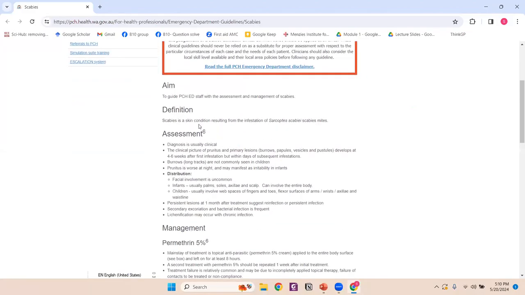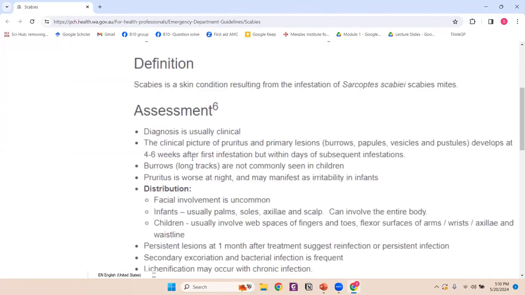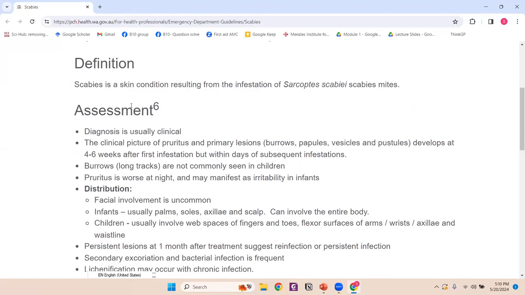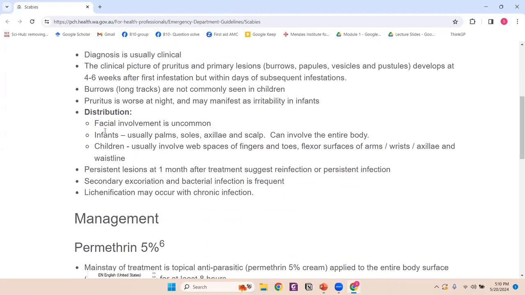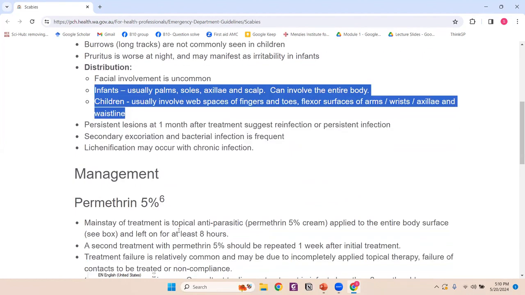Okay, now this is your reference. Let me zoom it. So your diagnosis is usually a clinical diagnosis. You can see the scabies rash and the characteristic scabies burrows. Usually the distribution is different in infants and children, so I'm not going to discuss that in detail.